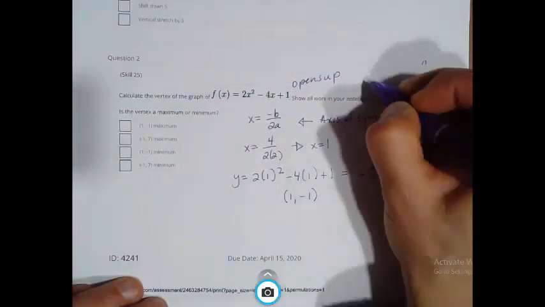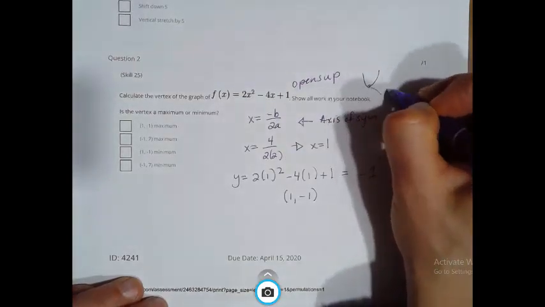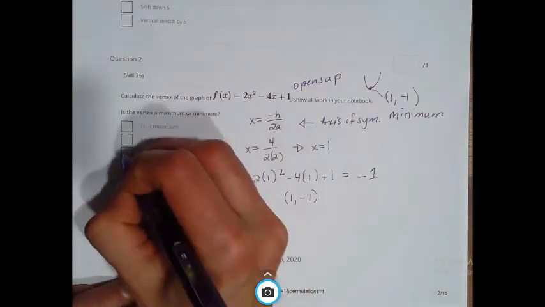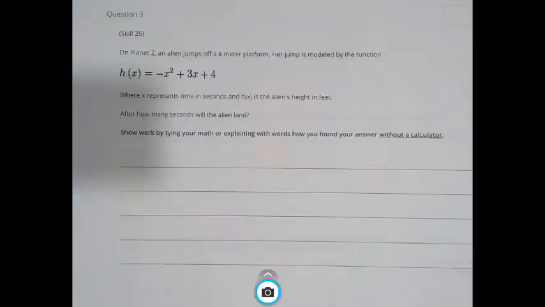It's going to look like this. So my vertex here of (1, negative 1) is going to be a minimum. (1, negative 1), minimum. Okay, on planet Z, an alien jumps off a 4-meter platform. Her jump is modeled by this function.